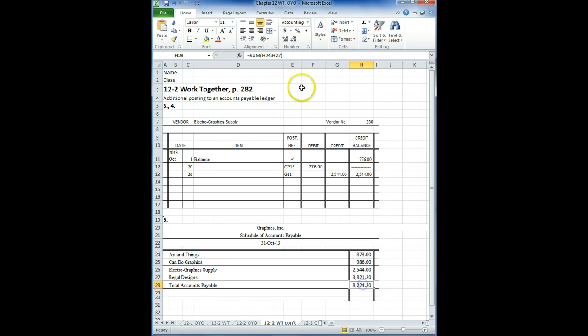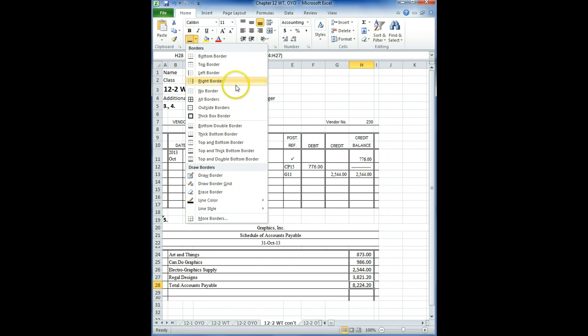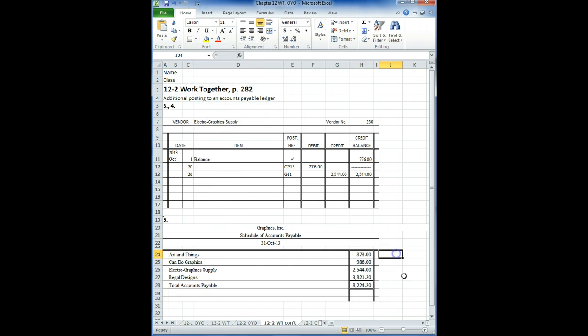We have to finish our rulings. So now we need to do a bottom double border. So now we have our bottom double border saying it's been verified. And there's something else wrong with this. If we look at the heading, this is not the correct date format. The date should be spelled out. It should say October 31, 2013. So I need to fix this.